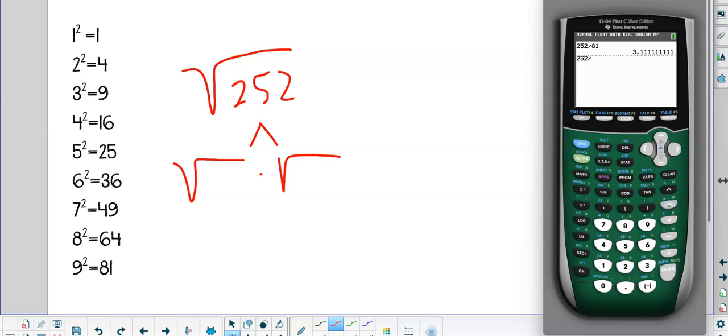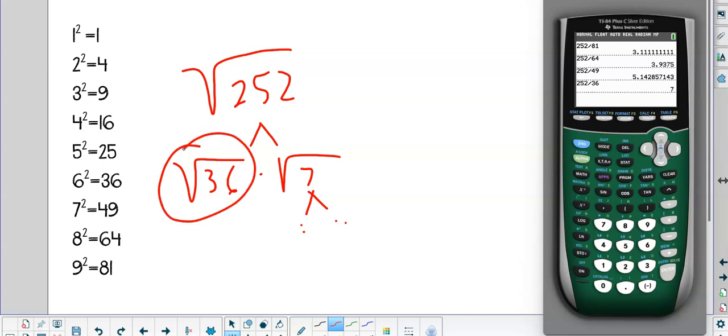252 divided by 64. Doesn't work. 252 divided by 49. Doesn't work. 252 divided by 36. Oh, it does work. So now I've got my product of 36 and 7. And because 7 is prime, I know that I couldn't have found a bigger number here.